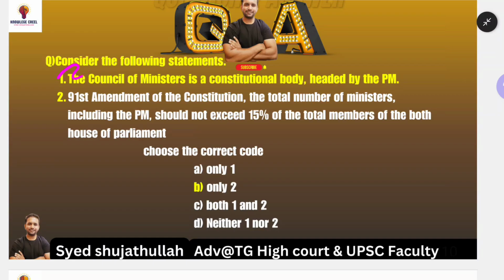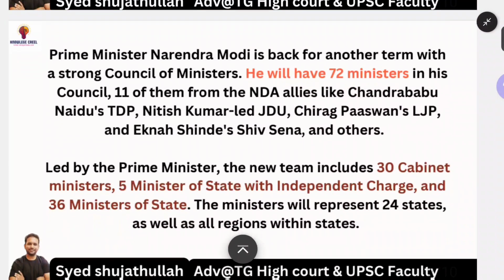So let us go into our question. The first statement is, the Council of Ministers is the constitutional body headed by the PM. The second one is, the 91st Amendment Act of the Constitution limits the number of ministers to 15%, elected from both the houses of the parliament. So your options are here. Pause the video and try to do this. After the end of the discussion, I will definitely discuss this question. So let us get into the topic.